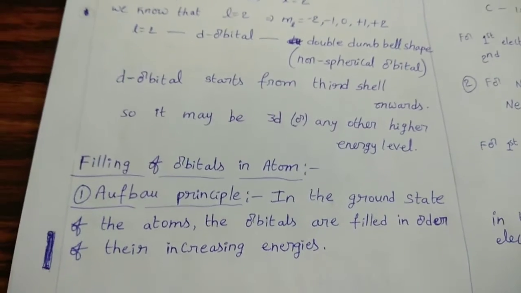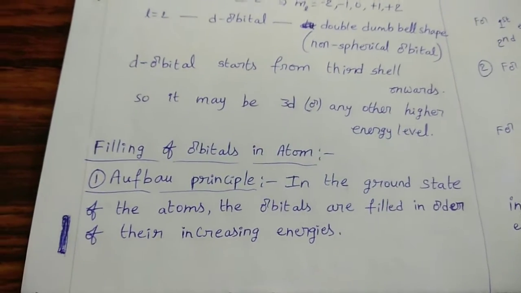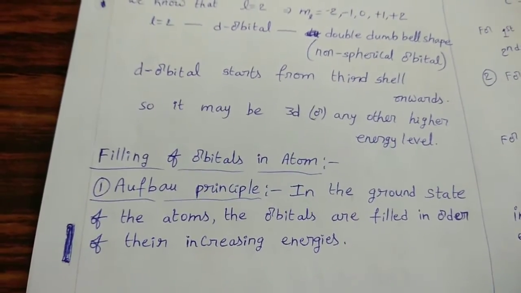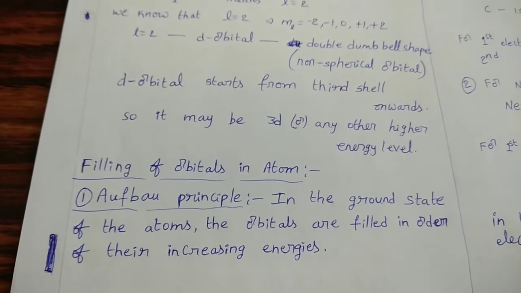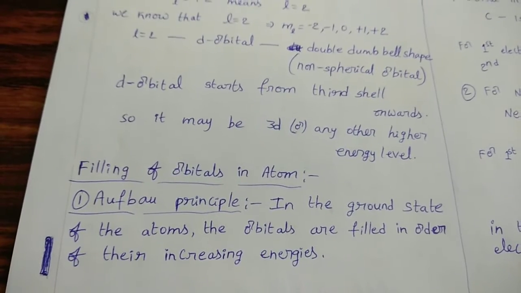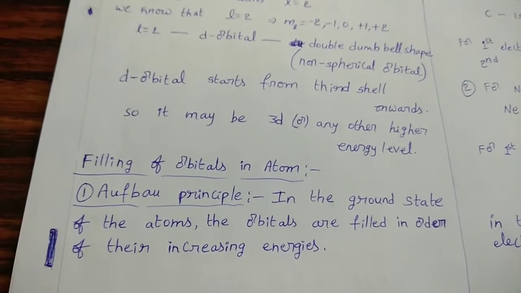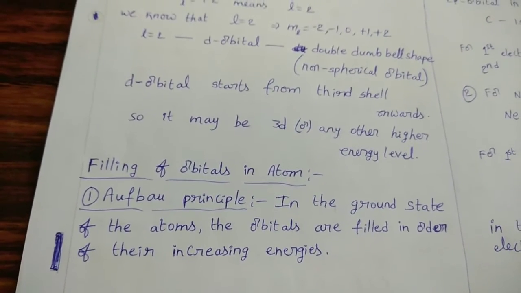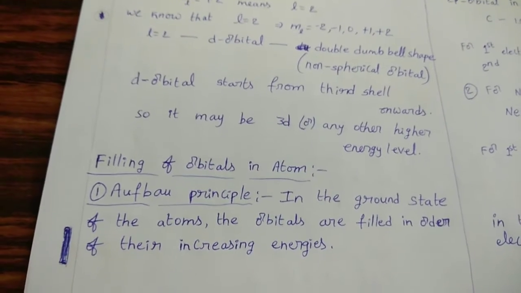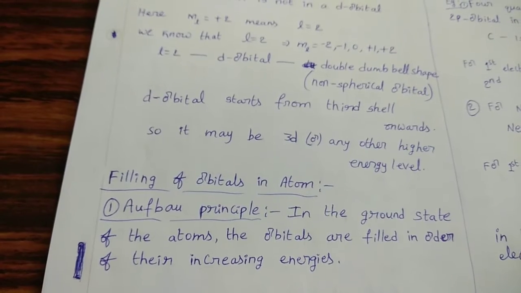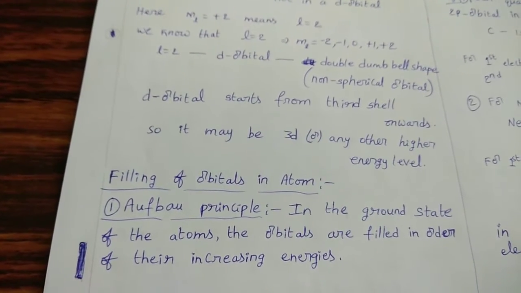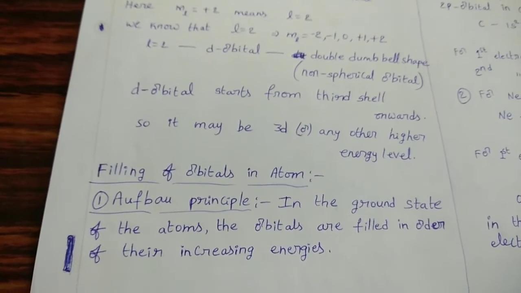Next. Filling of orbitals in an atom. When electrons enter into different orbitals in the atom, we have to follow three rules. First one, Aufbau principle. In the ground state of the atoms, the orbitals are filled in order of their increasing energies. That means first lower energy atomic orbitals are occupied by the electrons and then higher energy atomic orbitals are occupied by the electrons. That is Aufbau principle.